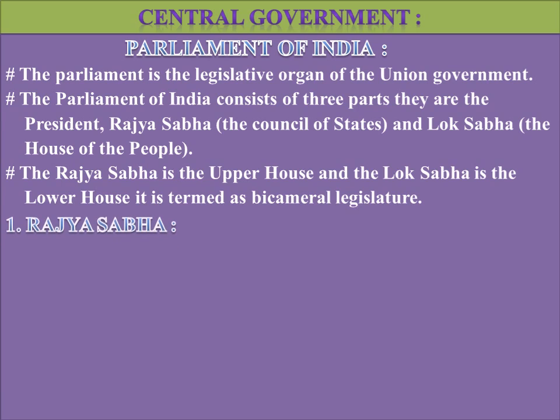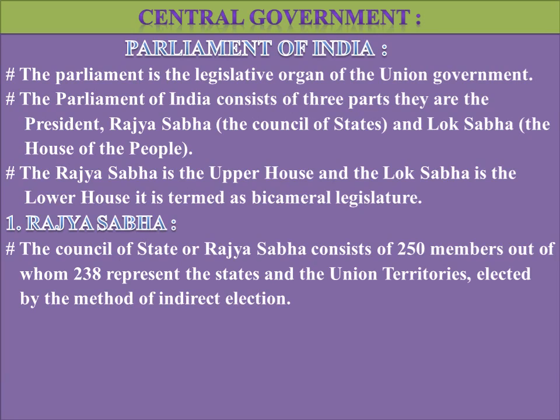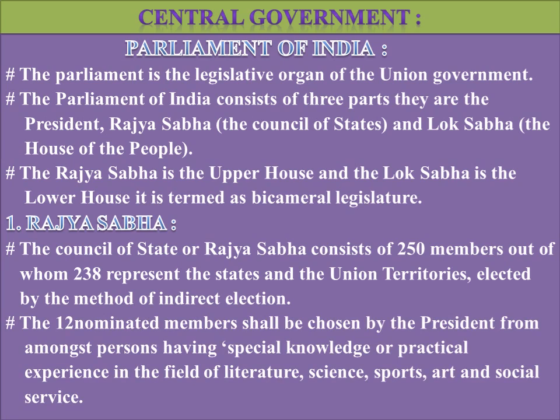Now we are going to learn about Rajya Sabha. The Council of State or Rajya Sabha consists of 250 members, out of whom 238 represent the states and the union territories, elected by the method of indirect elections. The 12 nominated members shall be chosen by the President from amongst persons having special knowledge or practical experience in the field of literature, science, sports, art and social service.